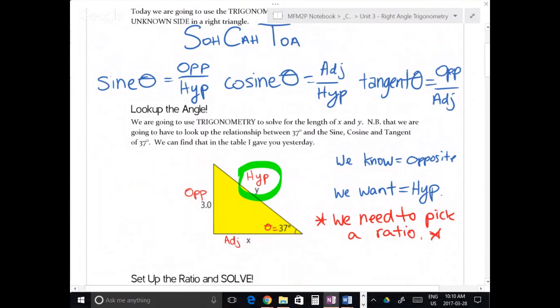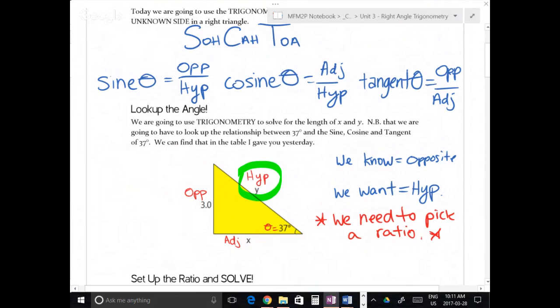Well, let's take a look. We know the opposite. So we need to make sure that the one we pick has the opposite in it. Does that rule any one of them out, Michael? Okay, so cosine you ruled out. So cosine's ruled out for this part. Now, when I find the adjacent, maybe later on, but right now we can't use cosine because it doesn't have the opposite, and the opposite's what we know.